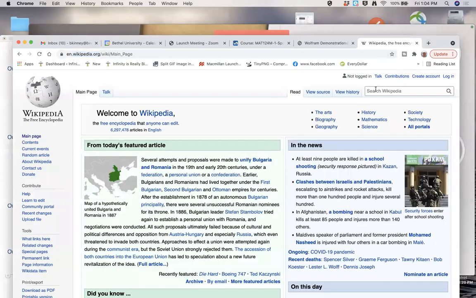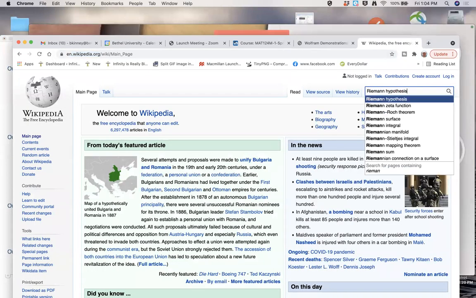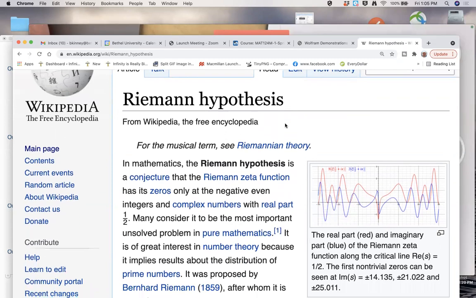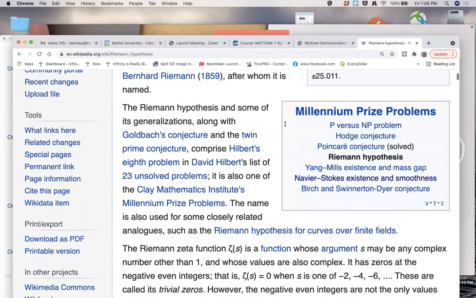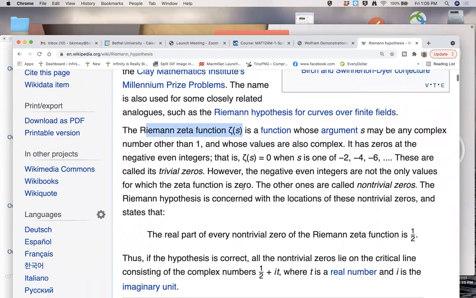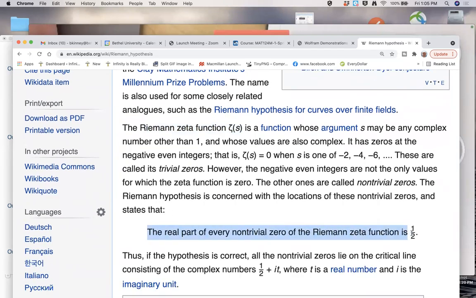It's related to something called the Riemann hypothesis, which is the most famous unsolved problem in math. If you can prove the Riemann hypothesis, which to this date nobody has done, you will win $1 million, become world famous for as long as we're in the world here, okay? Riemann hypothesis is the most famous unsolved problem in math. What does it say? It's about the Riemann zeta function. It says the real part of every non-trivial zero of the Riemann zeta function is 1/2.